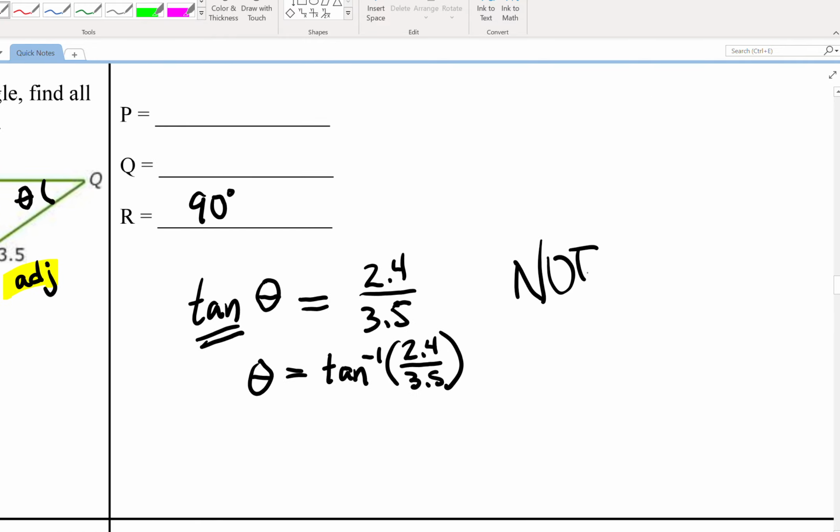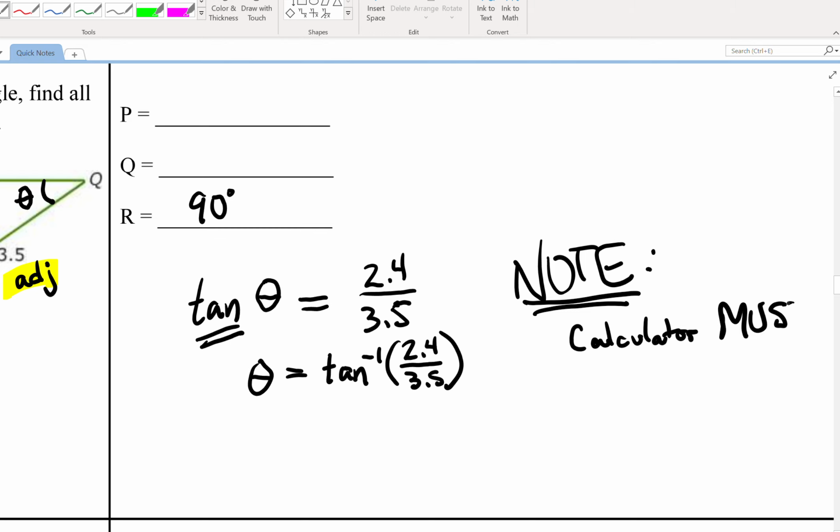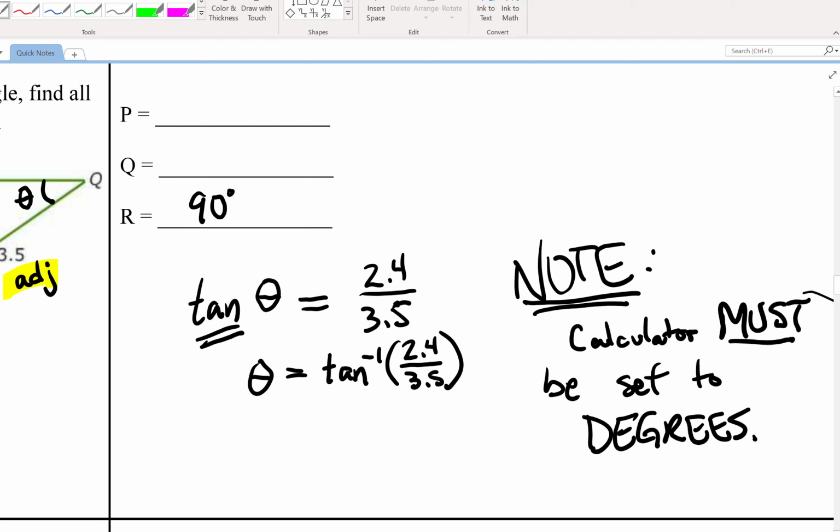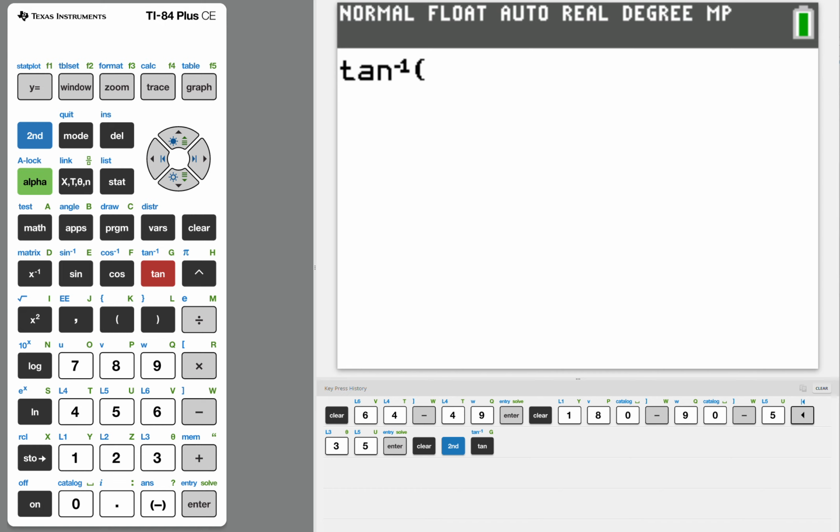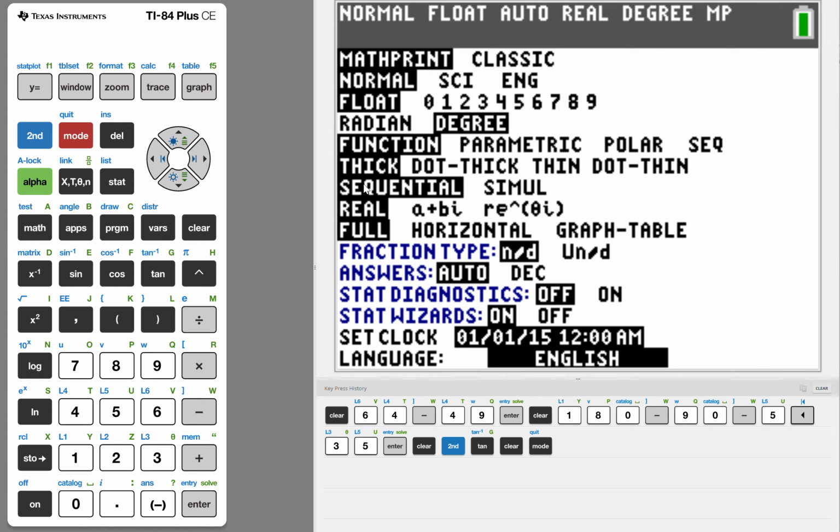Now, note, big letters here. The calculator must, in capital letters, must be set to degrees. So let me show you how you do that. Notice up here on the newer calculators, it says degrees. On the older calculators, it doesn't say. And so you just have to push mode, and then if I move down here, I can see that radians is not highlighted.